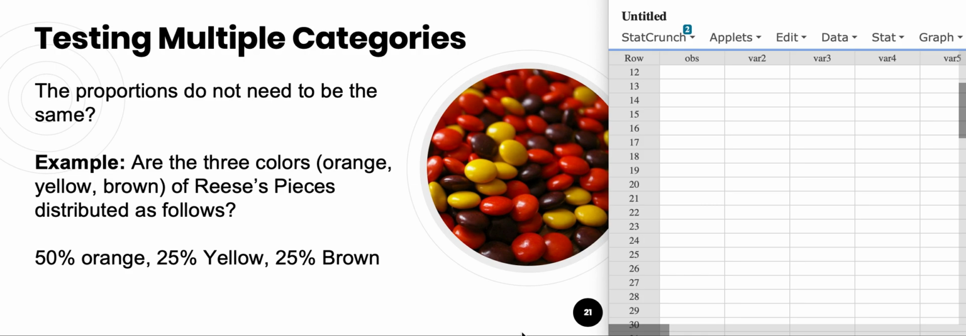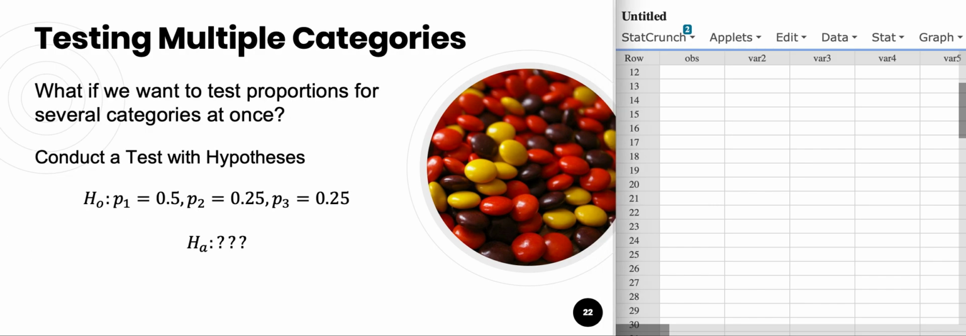Let's consider the chi-square test where the proportions are not the same. So our example here is the three colors of Reese's Pieces distributed as follows: 50% orange, 25% yellow, and 25% brown.